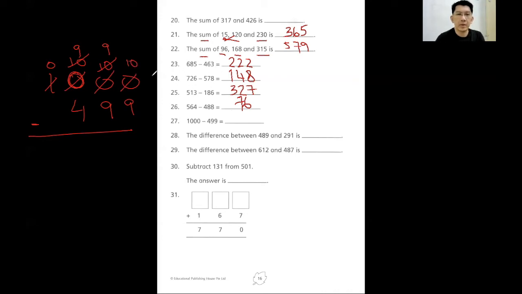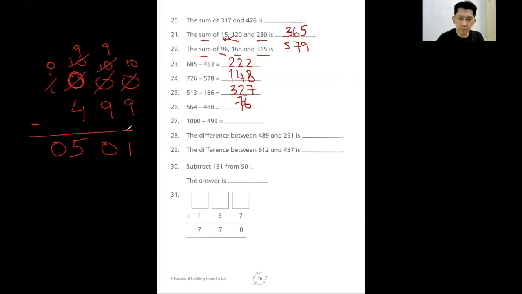Okay. Now we can do this question. 10 minus 9 is 1. 9 minus 9 is 0. And 9 minus 4 is 5. And this group 0, there's nothing here. So 0 minus nothing, still 0. That's 0. So what is the answer that I have to write down here?